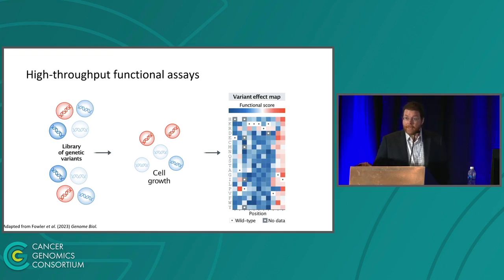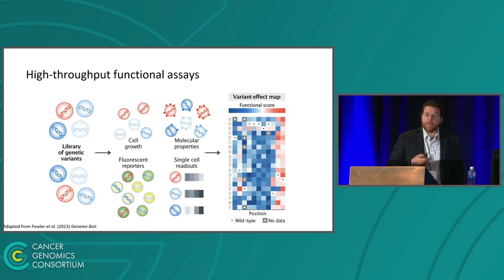But of course, we can do a lot more things. There's a lot more functional assays than just cell growth. So some of the other techniques that have been used for mutational scanning, we can look at molecular properties. So this includes phenotypes that can be detected using confocal microscopy, which is obviously a lot of different things.